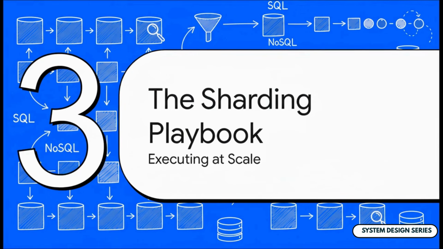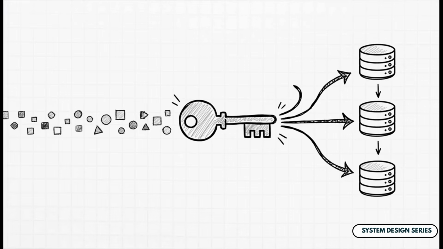But, and this is a big but, sharding is not a magic bullet. It's not something you just flip a switch on. It is incredibly powerful, yes, but it's also really complex. To do it right, you need a solid game plan, a playbook. And that playbook starts with what is, without a doubt, the most critical decision you will make in this whole process. And that decision is the shard key. The shard key is everything. It's the piece of data.